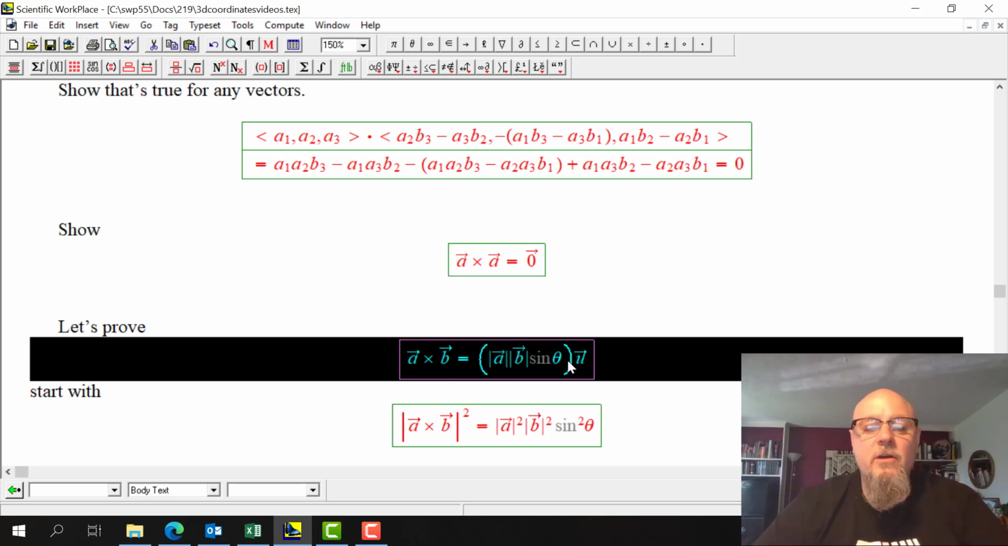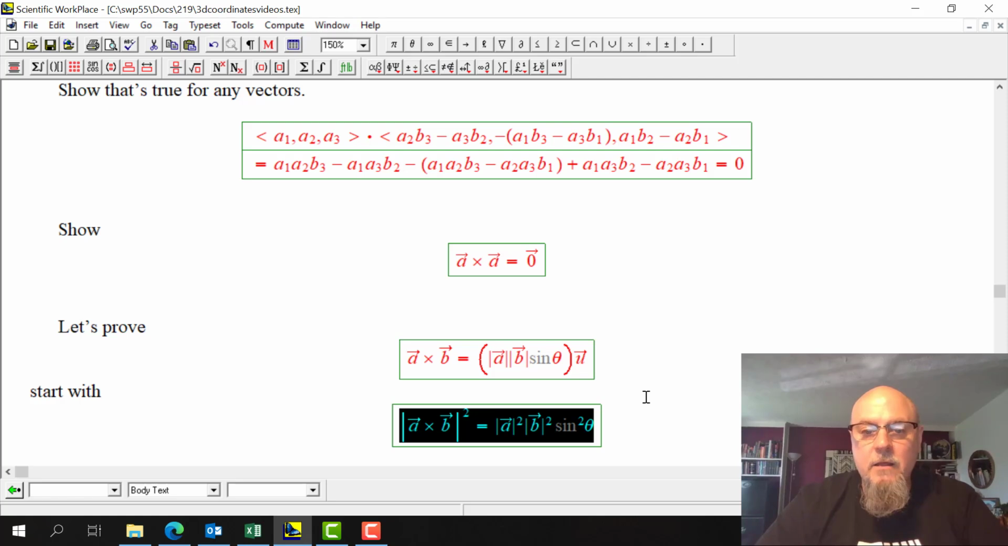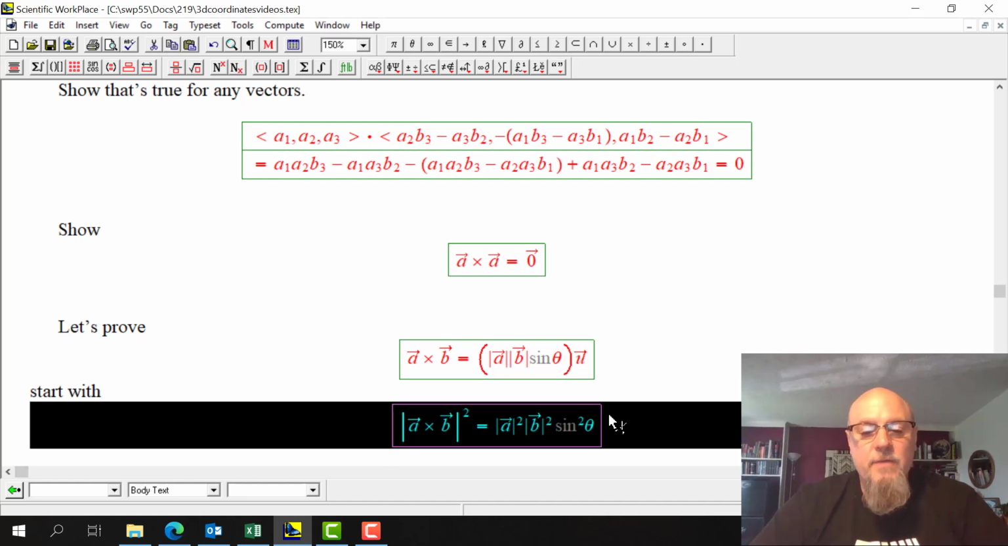So let's talk about the magnitude. To make the math easier, instead of proving the magnitude of A cross B is equal to that, I'm going to square both sides. If I can prove the magnitude of A cross B squared is equal to magnitude of A squared, magnitude of B squared, sine squared, then I've proven what I want to prove. So this is my goal. Once we've proven that, we've proven our trig involved definition of the cross product.